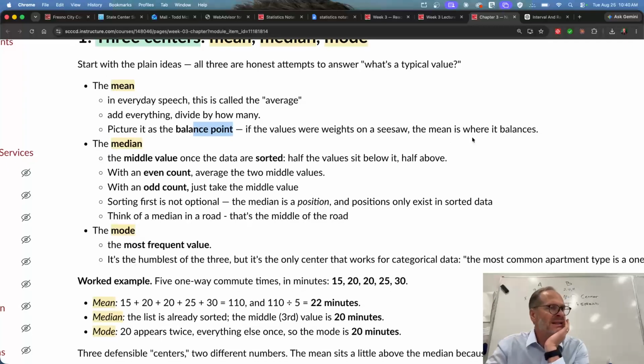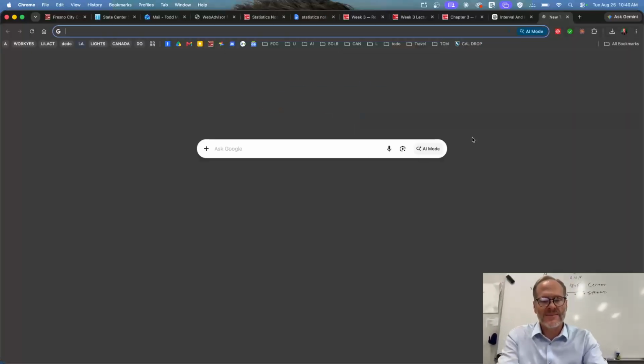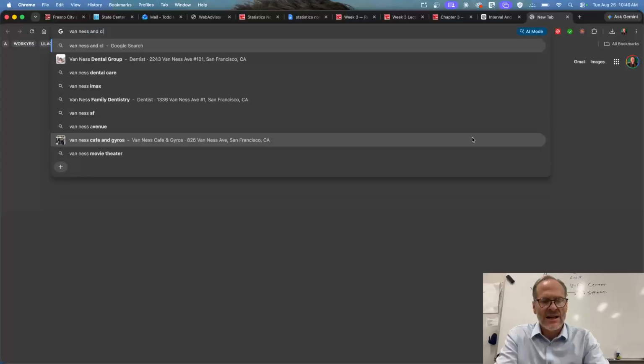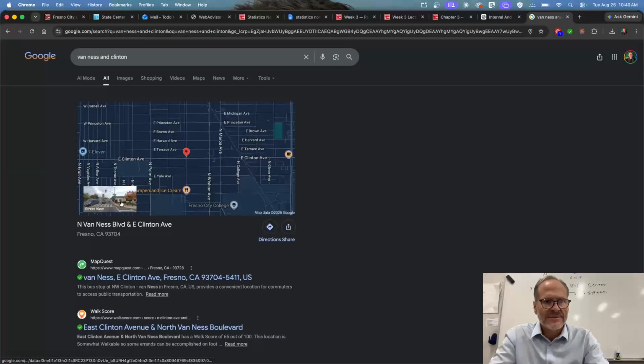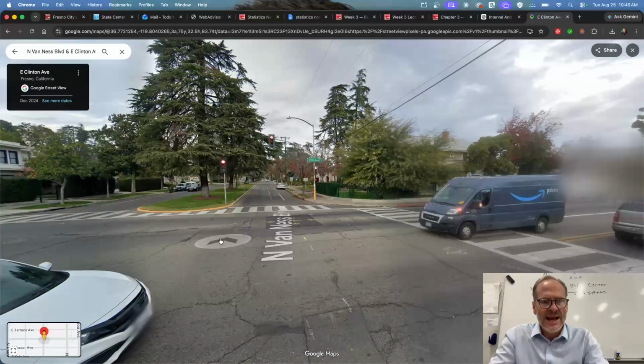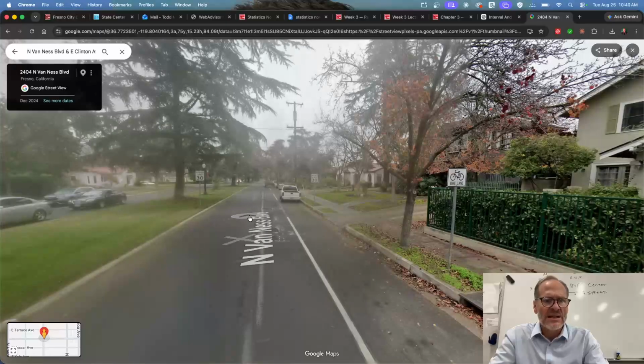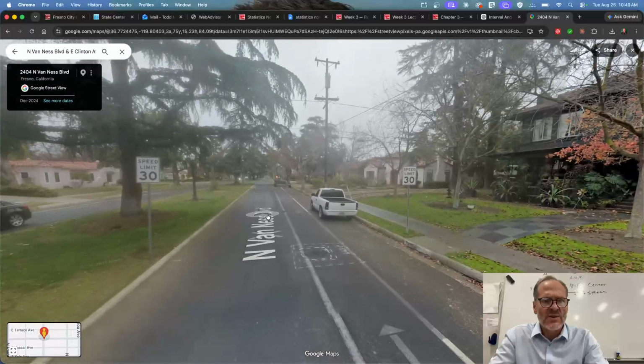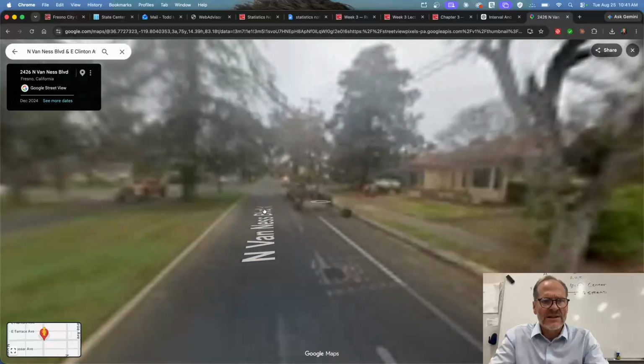The median is the middle. So think about the median of a road. You know Van Ness over here, right? Van Ness down by Fresno High has that grass strip in the middle with the trees. You know what I'm talking about? Say aye. No? You don't know it? You want to see it? Van Ness and Clinton. See that? Right? That's the median. Okay? Just so you see the word median in a different context.